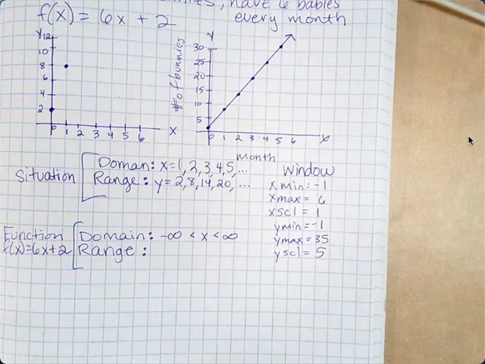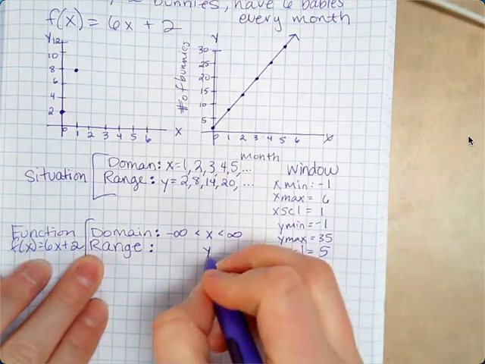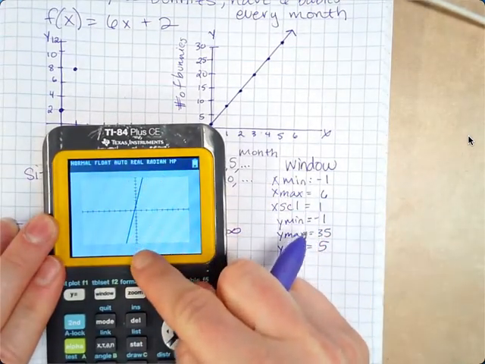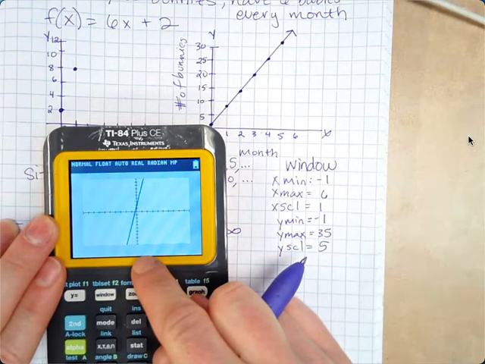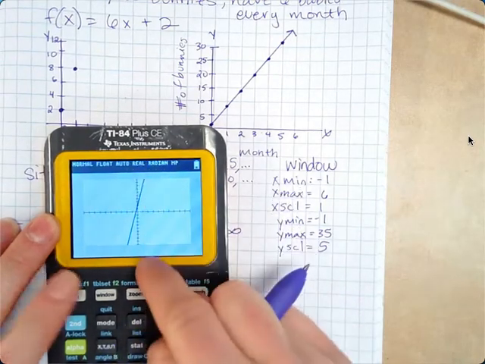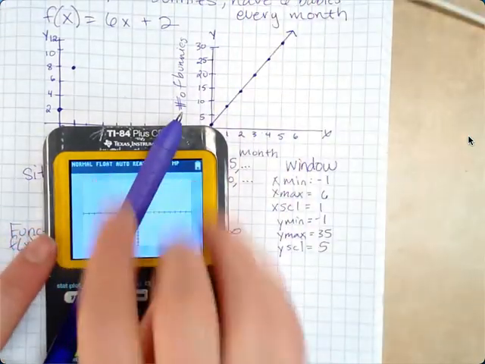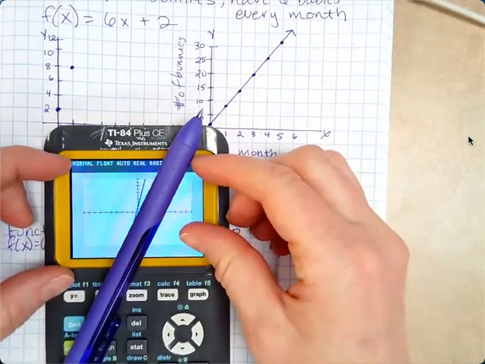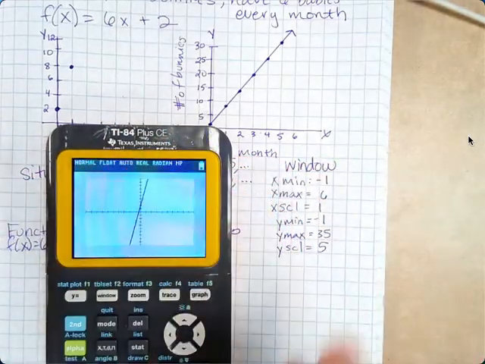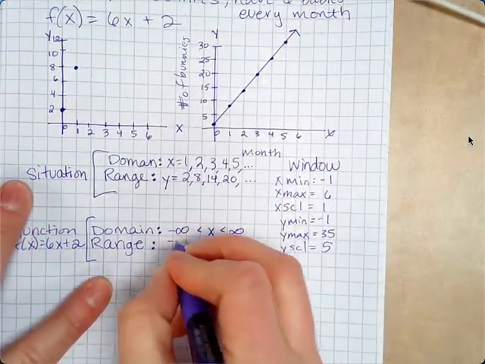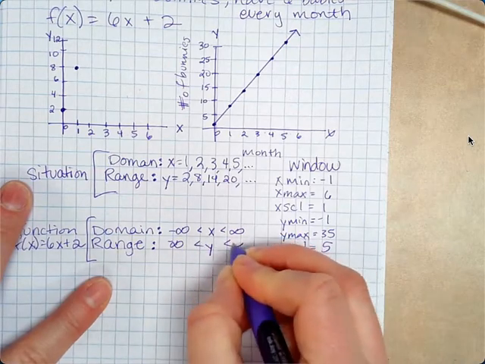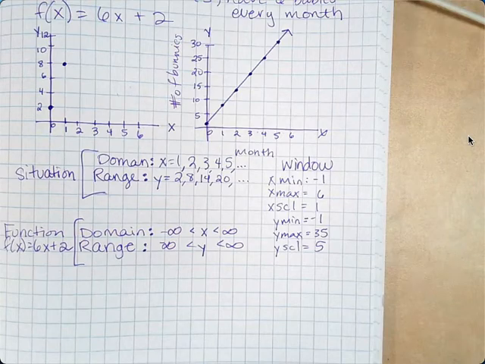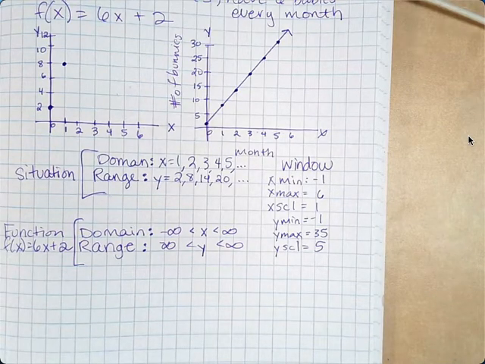But the range is our y values. What can our y values be? If I go down, can I go all the way down to negative infinity? Mm-hmm. And can I go all the way up? And that line is reaching. It's continuing on. Because remember, we are only seeing a window. But it goes on and on to infinity. So this would be negative infinity to infinity. So this is dealing with the linear stuff.